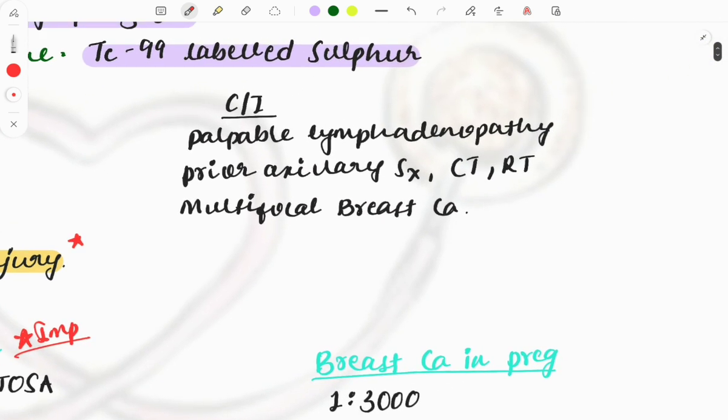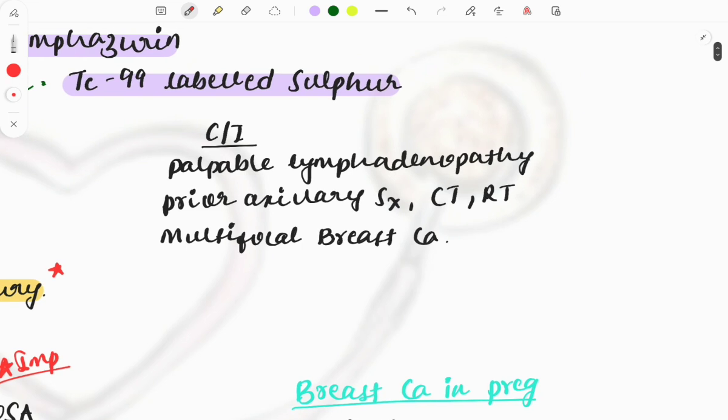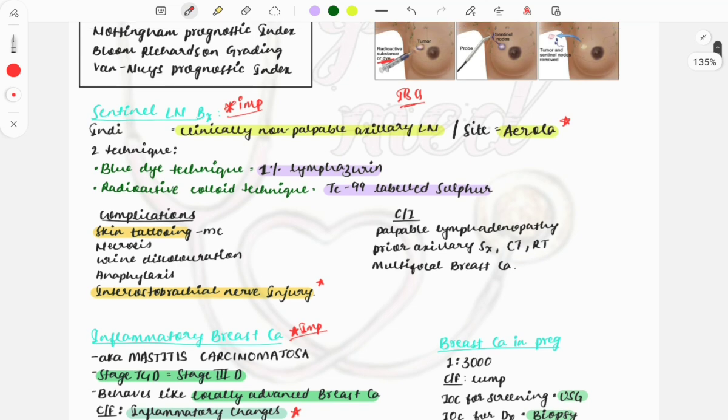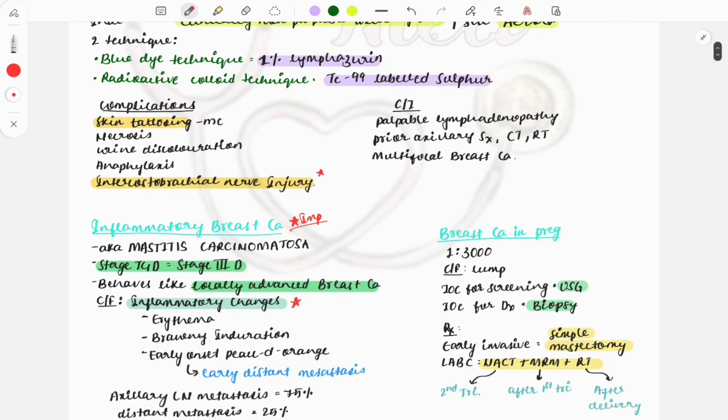Then contraindications for SLNB are palpable lymphadenopathy, prior axillary surgery, chemotherapy or radiotherapy given, and multifocal breast cancer. In these conditions we will be avoiding SLNB.